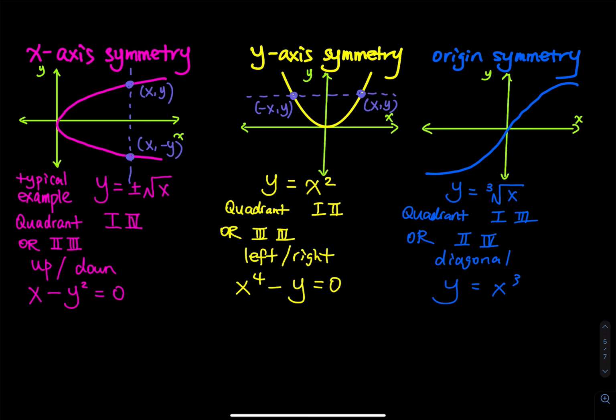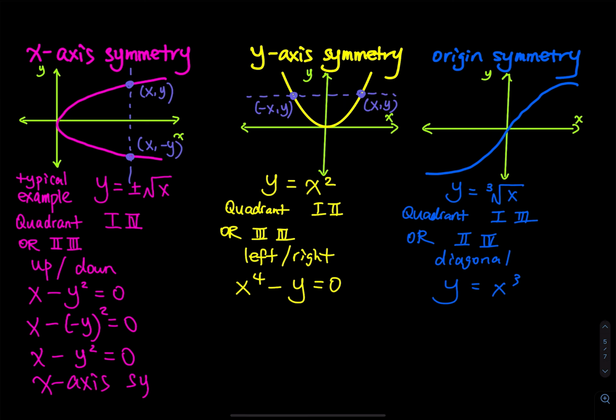All right. How do you know that this equation, x minus y squared equals 0, is an x-axis symmetry? Take a look at this. You have y, negative y, right? So the way I test this is I will replace the y with a negative y to see if I can get back to the same function. Once you square that, you have x minus y squared equals 0. So even though you replace the y with a negative y, you still get back to the original function. So therefore, this is the x-axis symmetry.